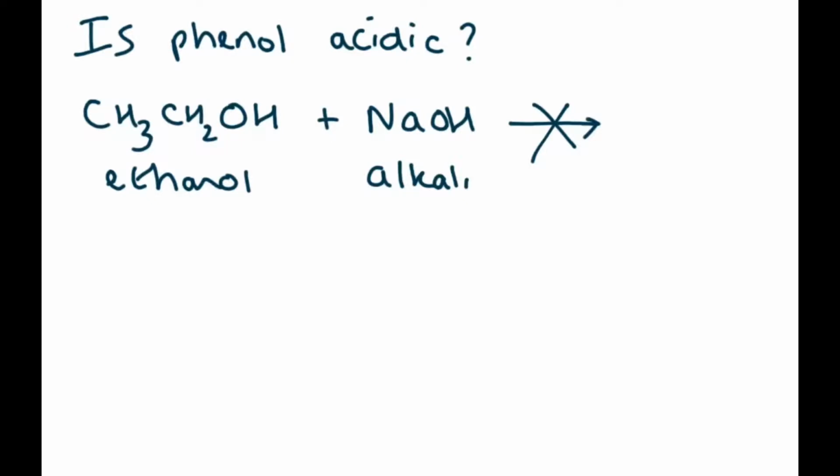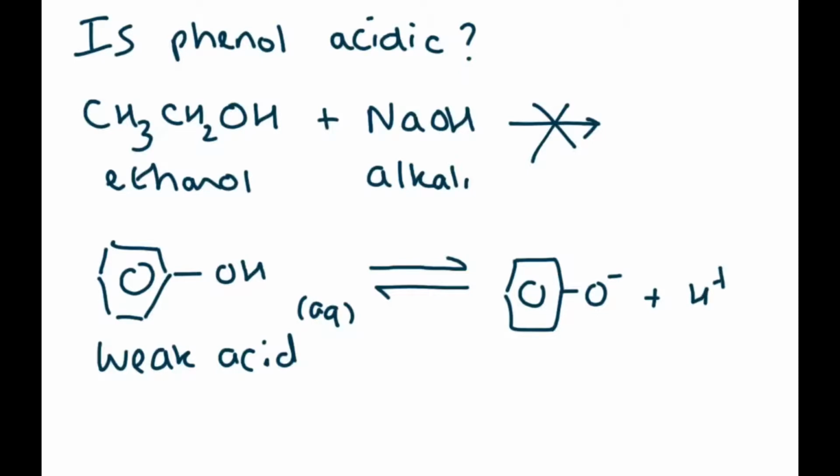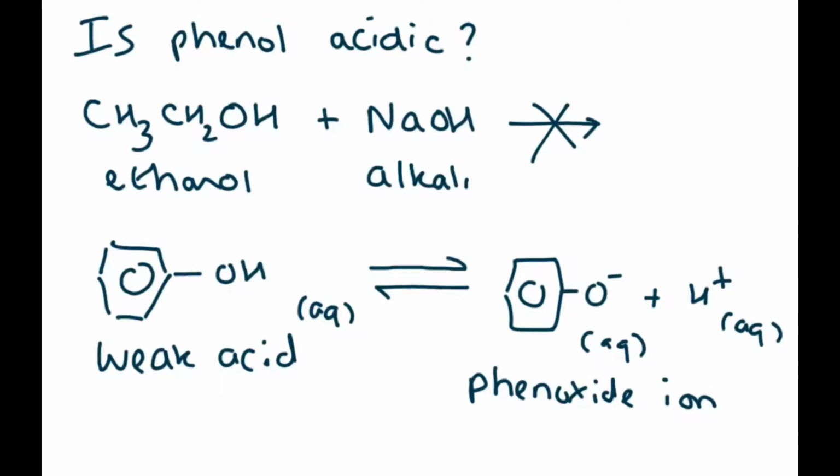So what about phenol then? Okay, so is phenol acidic? And actually, yes, phenols are acidic. They're quite weak. They're weak acids. And we'll explain why in a little while. But they're weak acids, which means, remember what that means? That means they partially dissociate into ions, all done in water. And this ion is called the phenoxide ion. Okay, so that's the difference compared with alcohols. Alcohols are not acidic, whereas phenol is a weak acid, yeah?